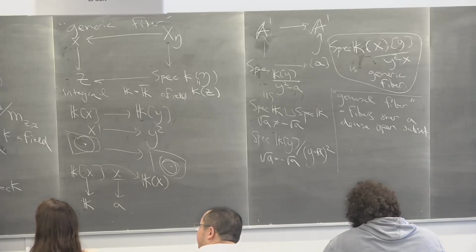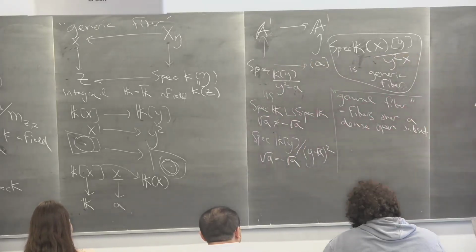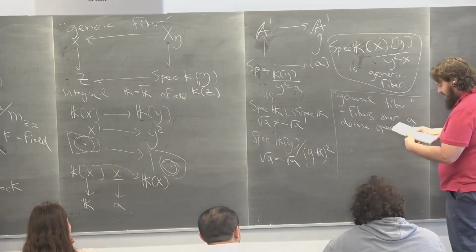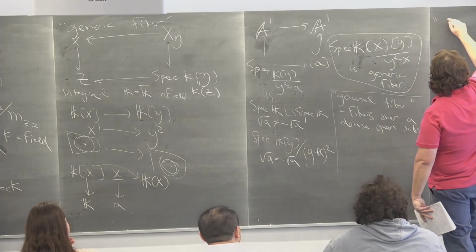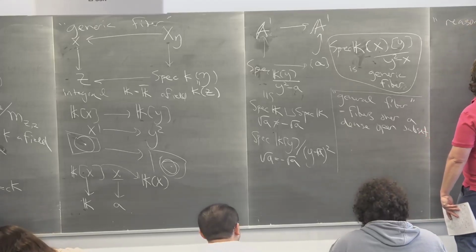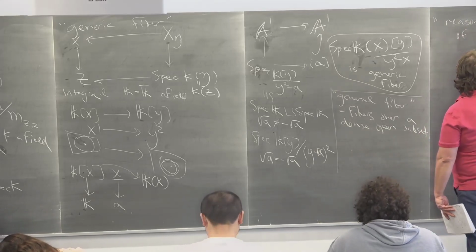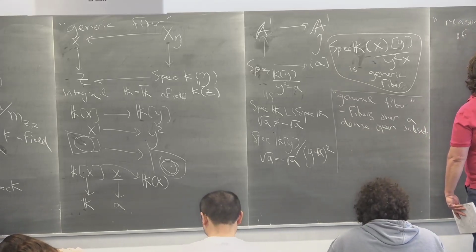So earlier in the book, Vakil had made this definition of a reasonable property, where he was cheating a little bit. A reasonable property of a morphism of schemes.